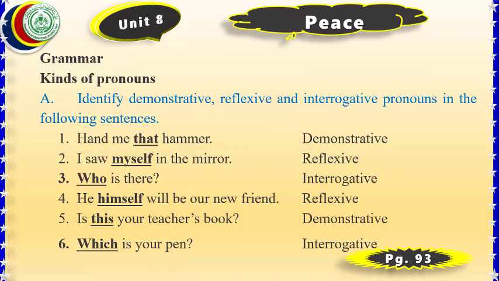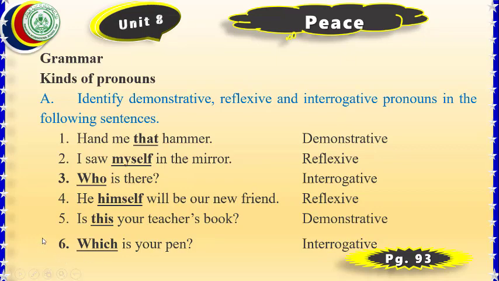This is the grammar part. In first exercise, we are asked to identify demonstrative, reflexive, interrogative pronouns in the following sentences. Hand me that hammer. Dear students, demonstrative pronouns are this, that, these, those. They are used to point out things. Reflexive pronouns are those which reflect back the action. Interrogative pronouns are those which are used to make questions. Myself is reflexive. Who is interrogative? Himself is reflexive. This is demonstrative, which is interrogative pronoun.